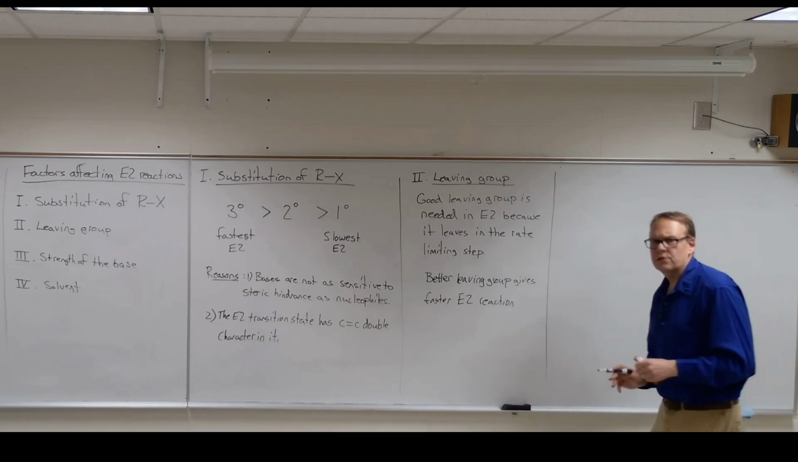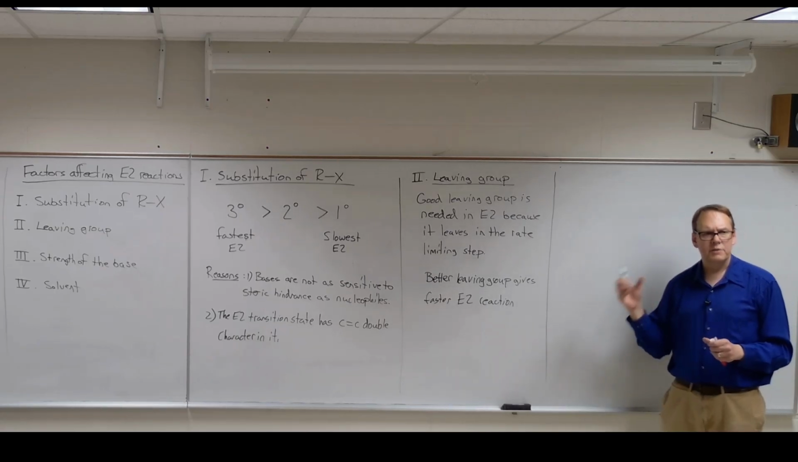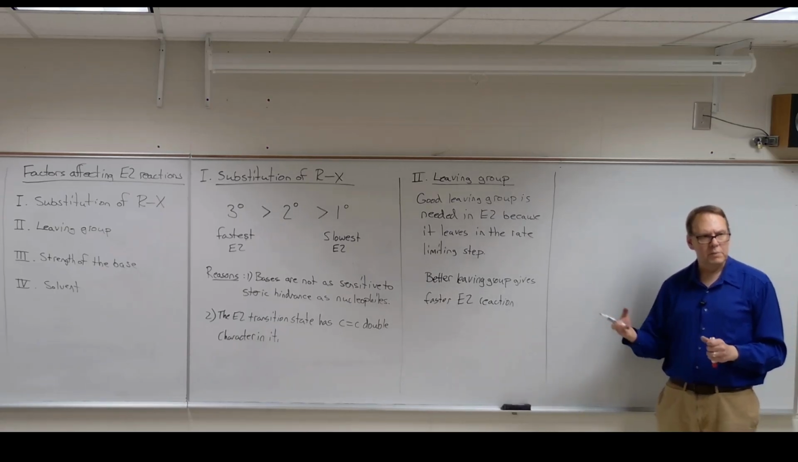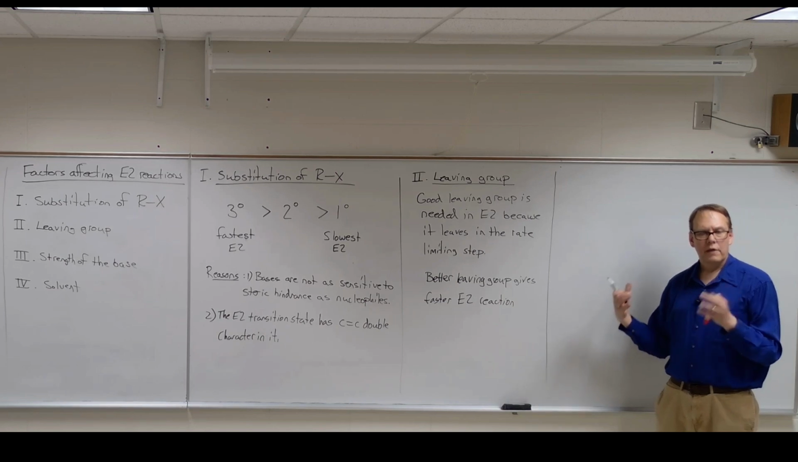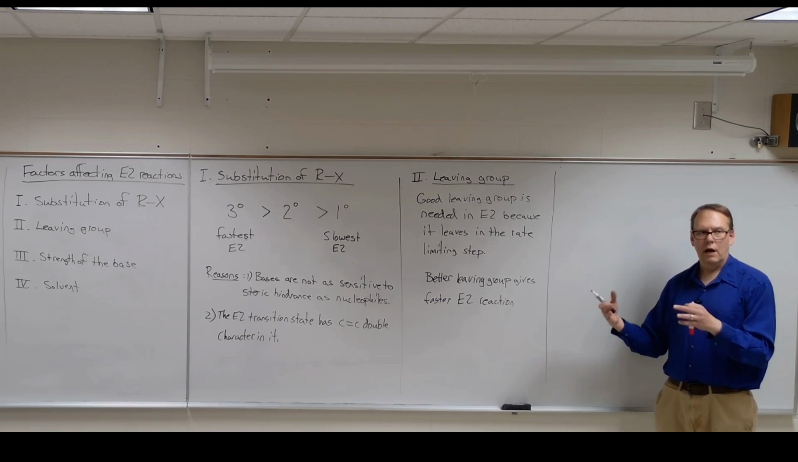And we know from our discussion in substitution chemistry, iodide is better than bromide, which is better than chloride because of the size of those atoms and the base strength. I minus is a weaker base than Br minus. Br minus is weaker than Cl minus.